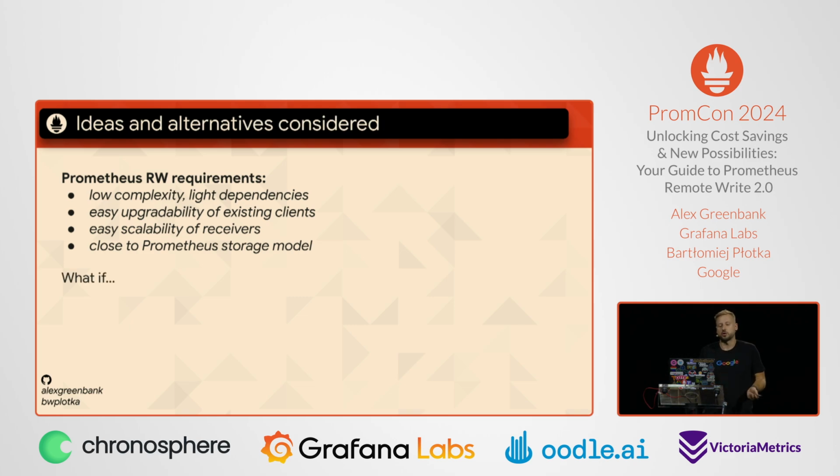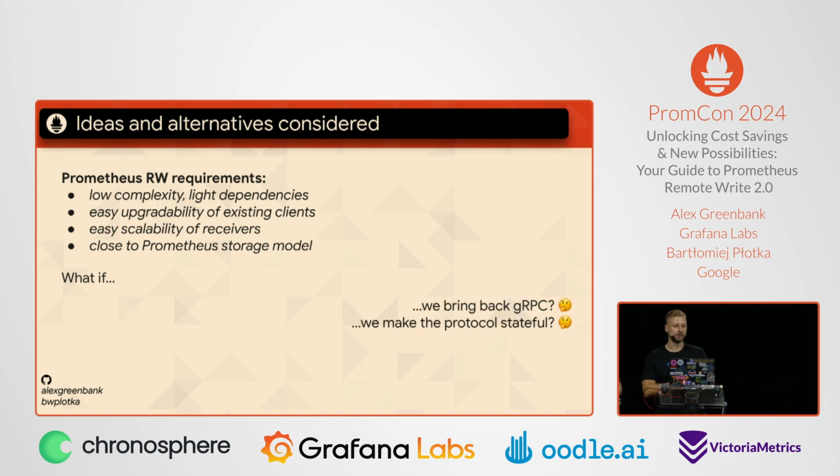Then, of course, before committing to any new version or features, it was very healthy to step back and look at alternatives, the big picture of potential ideas to consider. So I want to give you a quick overview of what we considered. For example, we could bring gRPC or make the protocol stateful. Protocol statefulness promises a lot of network bandwidth reduction. But as our experiments with metadata showed, it is actually sometimes problematic, especially for scalability of receivers, because you have to maintain that state somewhere.